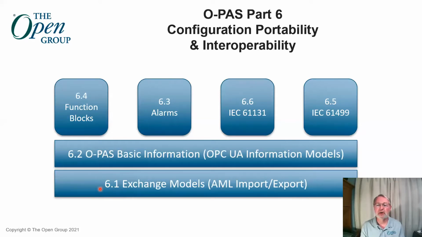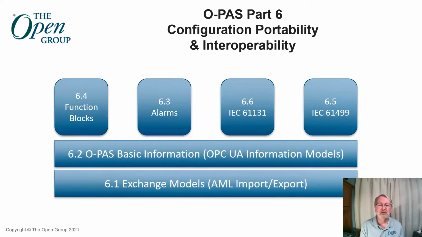6.1 identifies AML and the structures to use and the OPAS rules for using it. Part 6.2 is an OPC UA information model, which provides common definitions of data types and structures for all the layers above it. And the layers above it, there's 4 of them in version 2.1. I can imagine later there'll be many more. 6.4 deals with function blocks. And I'll talk about each one of these later, so I won't go into detail now. 6.3 deals with alarms. 6.6 deals with the IEC 61131 standard, and 6.5 deals with IEC 61499.